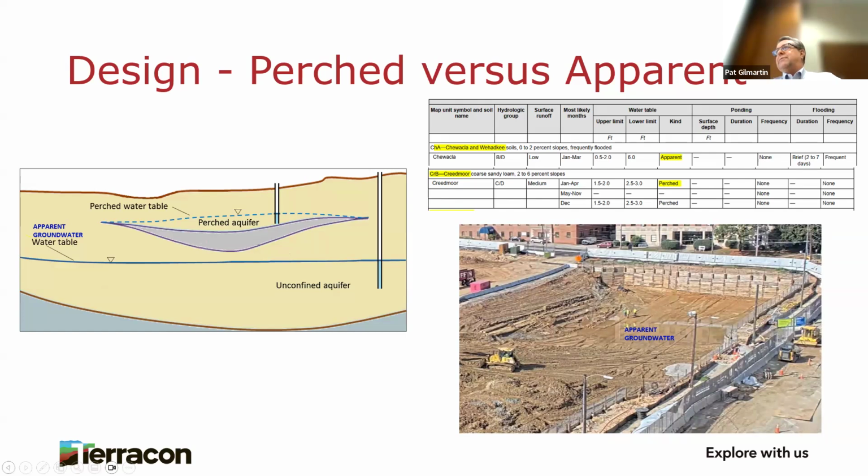So if you get a seasonal high water table report that says, oh, I'm in the Triassic Basin in Durham and the seasonal high water table is at 2 feet, you can dig a hole 15 feet deep and it might never fill up with water. So you need to keep that in mind. And sometimes it doesn't hurt to ask, you know, is this perched or apparent?